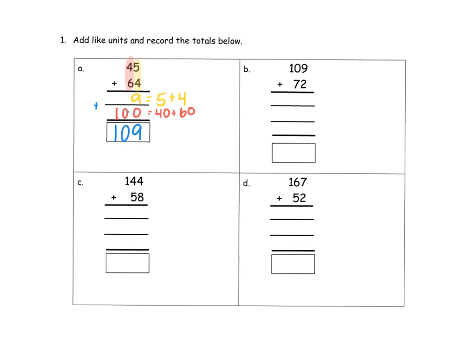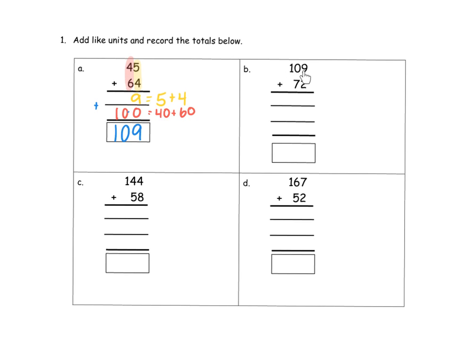So the way that you're going to look at these problems is you're going to look at each spot. In the ones place spot, you're going to complete the addition for that problem. And then you'll look at the tens place, and you have to remember that 45 is really 40 and 64 is really 60 in those tens place spots. And so you have to add those up. So let's look at another one.